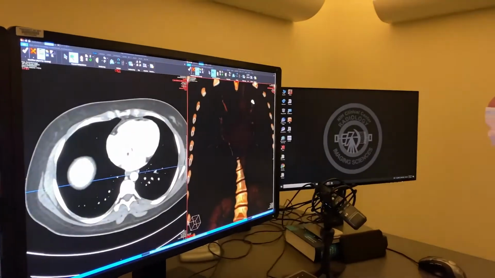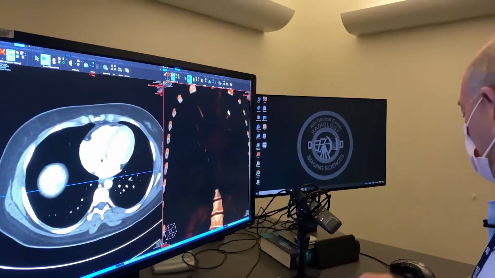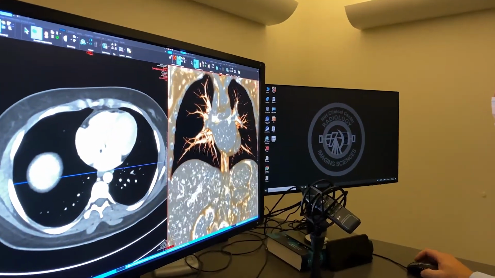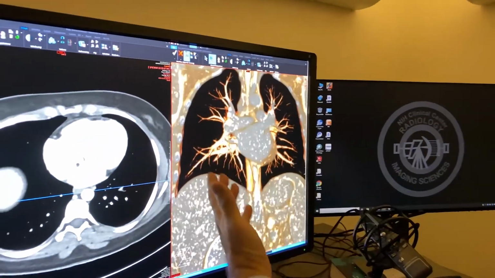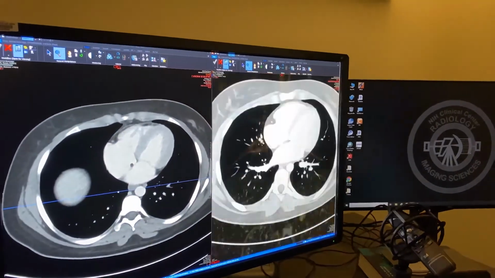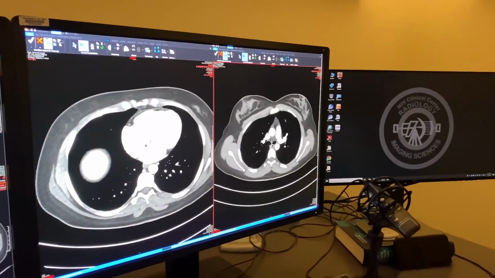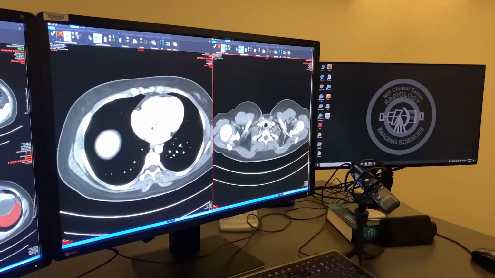I can put it into a multiplanar volume rendered and then make this a little bit more obvious as to what we're looking at. These are the blood vessels. So all this data is here at all times. We're just electing to look at it in this particular window. This is how we do most of our scrolling.